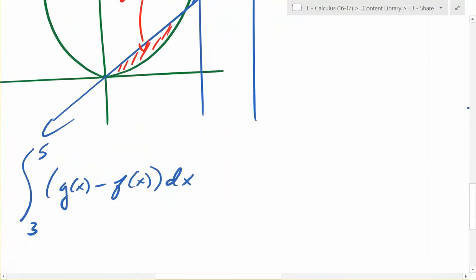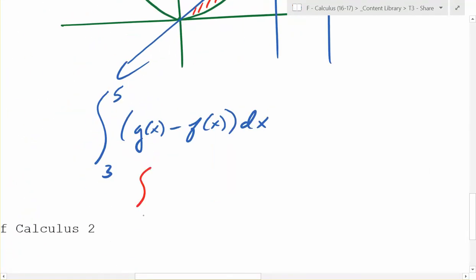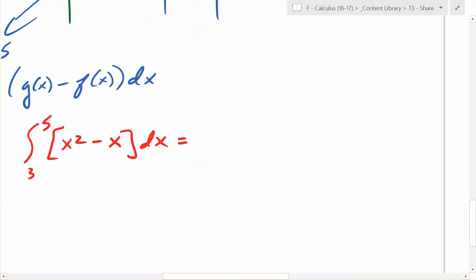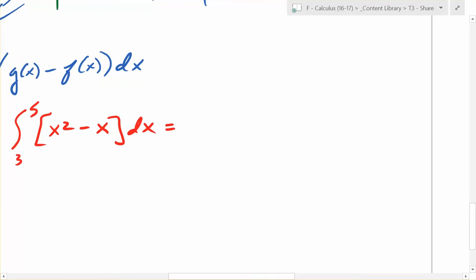So let's actually look at this for example. What was g of x? That was x squared, right? It was 3 to 5 of what? So x squared minus what? dx. Now, what did that rule tell you you could do? One of those rules above told you you could do something to that. What can you do? Yeah, Noah? Separate it. Yeah, so you get the integral from 3 to 5 of x squared dx. You have to write the dx in there. Minus the integral from 3 to 5 of x dx.